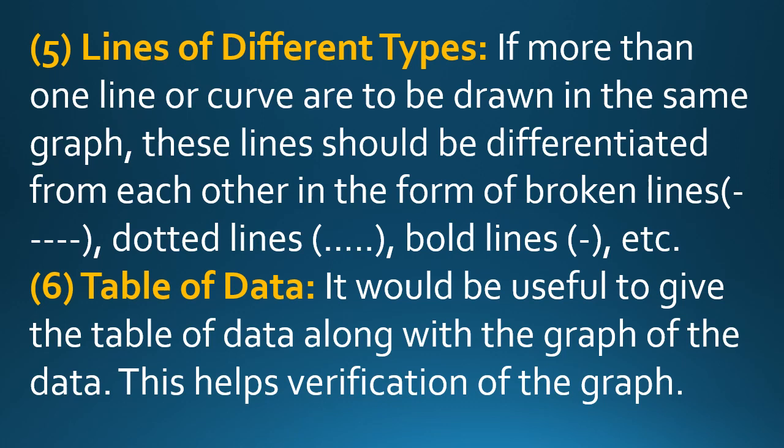The next one is lines of different types. If more than one line or curve is to be drawn in the same graph, if you are drawing a two-variable graph, then these lines should be differentiated from each other in the form of broken lines. One you can take like this, another like this, and another like this. So if in a single graph you are showing different graphs, then you have to choose different types of lines.